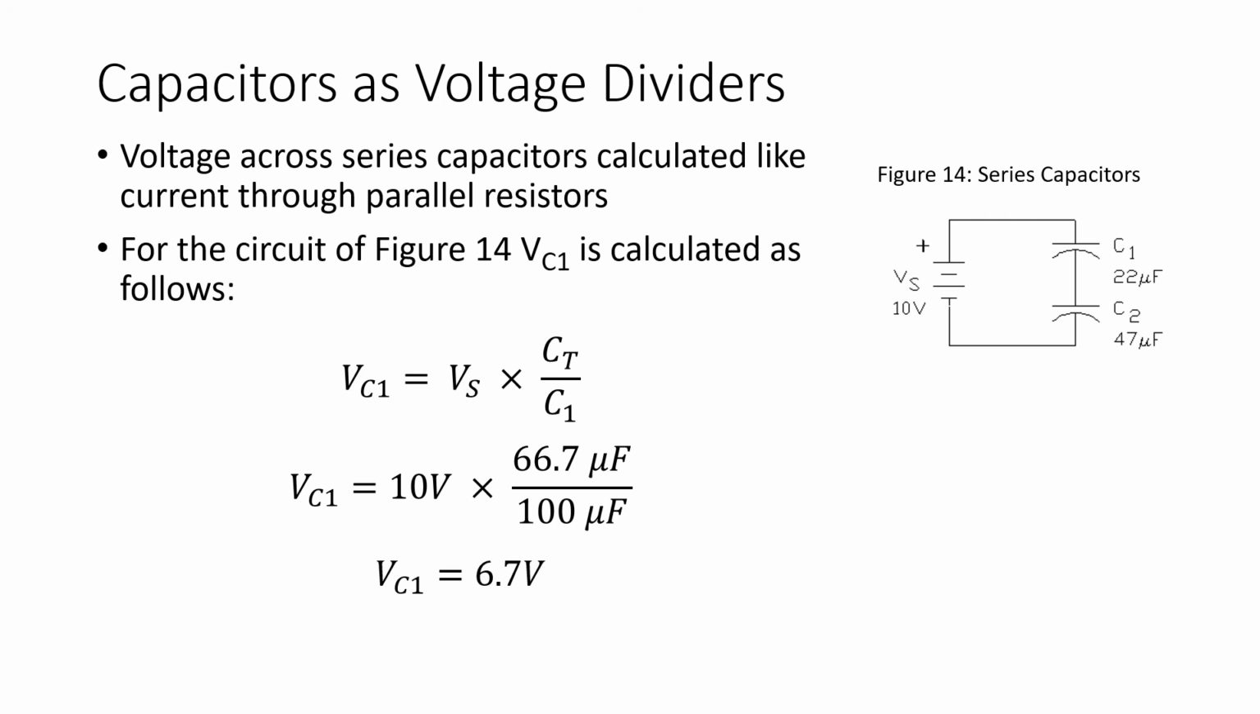So notice with these series capacitors that the smaller value capacitor has the larger voltage and the larger value capacitor has the smaller voltage. Again, C1 is 22 microfarads, but it will have 6.7 volts across it. C2 is 47 microfarads, and it will have 3.3 volts across it. So there's an inverse relationship between the value of capacitance and the voltage across that capacitor when connected in series.